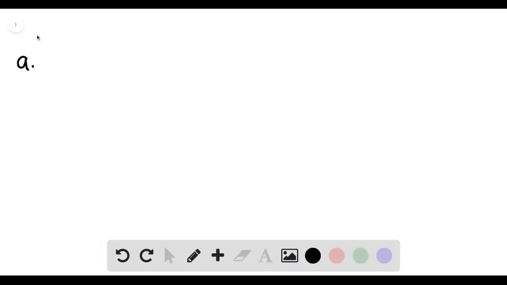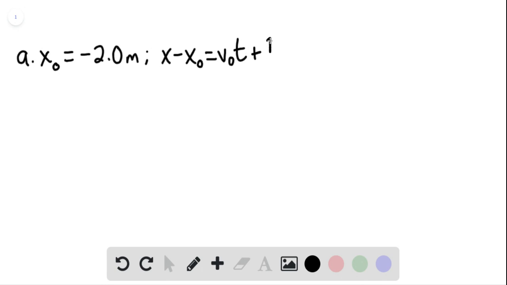For part A, from the figure, we see that the initial position is equal to negative 2.0 meters, and we can then apply x minus the initial position equals the initial velocity times t plus 1/2 times the acceleration times time squared here. We can say then we're applying at 1.0 seconds and 2.0 seconds to get two equations for two unknowns.